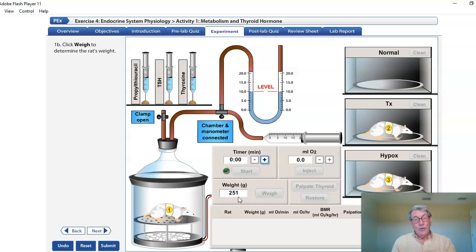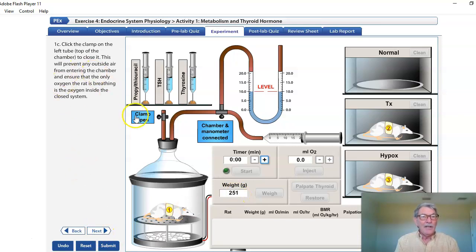So 251 grams is 0.251 kilograms. Remember that, because if you start playing with these numbers later after I've shut up and you're going back and looking at this, when we do the metabolic rate, it's going to be in kilograms, so it has to be 0.251 kilograms. Okay, so I did that. Next.